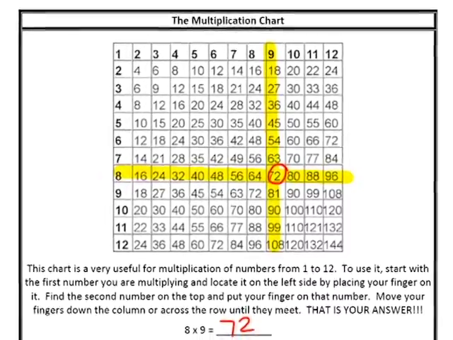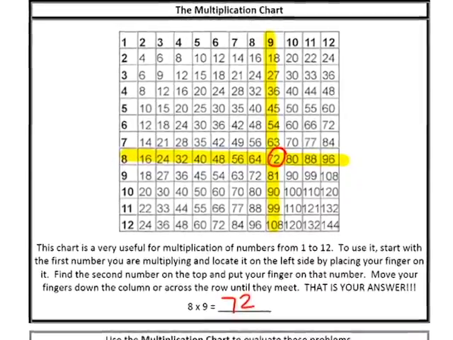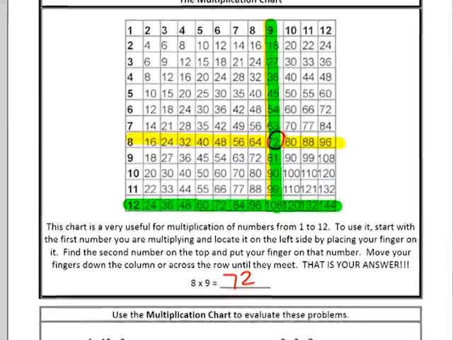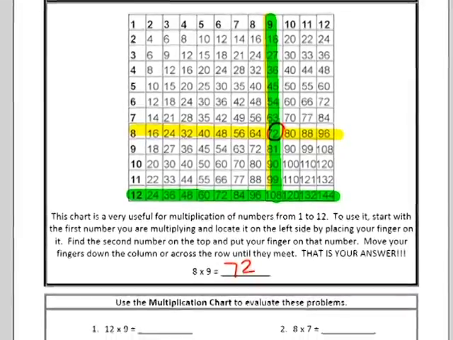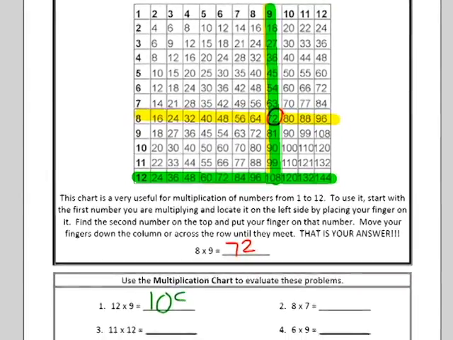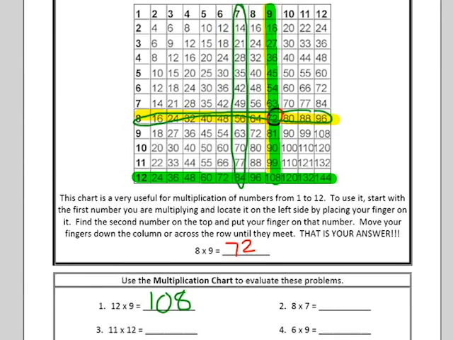Let's try 2 more together, and I'll let you try 3 and 4 on your own. So 12 times 9. We find 12, and we see where it crosses with 9. 12 and 9 cross at 108. So 12 times 9 is 108. 8 times 7. I find where 8 and 7 cross. Like I said, you can run your finger, circle, highlight, whatever you need. 8 and 7 cross at 56. Sorry, I kind of drew over it there.